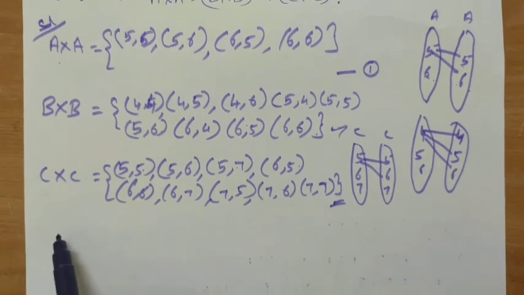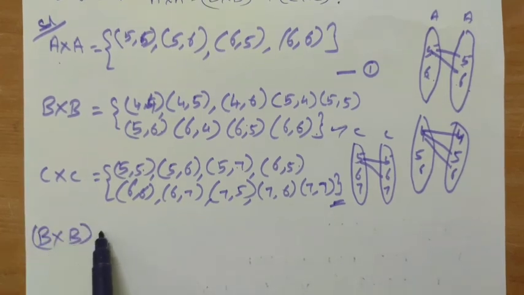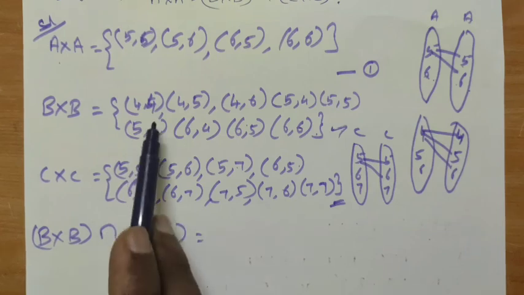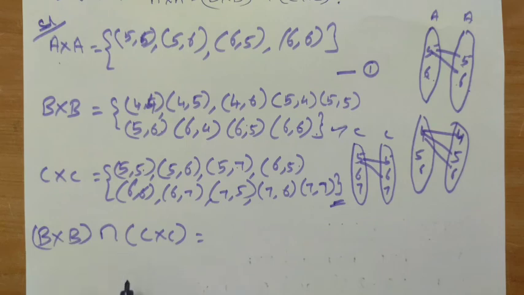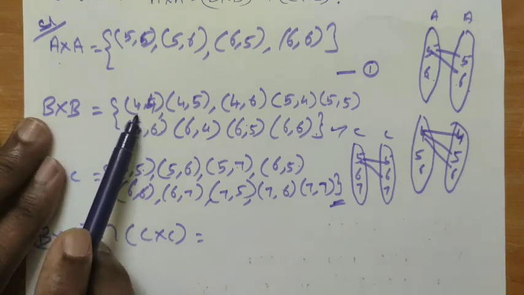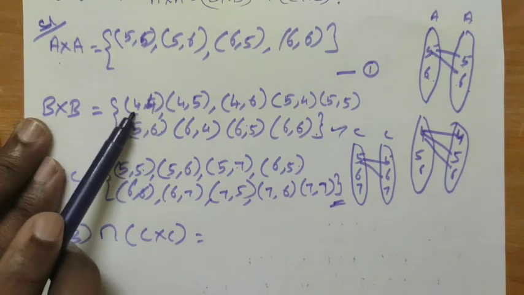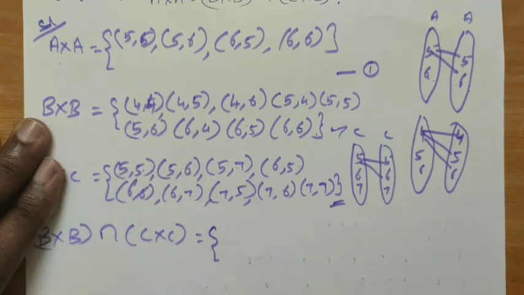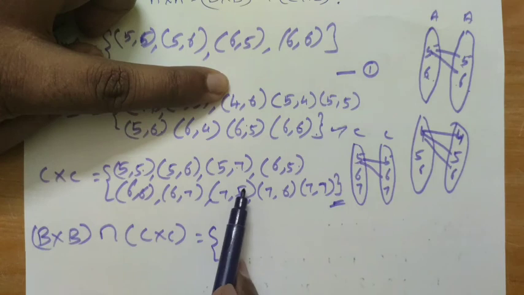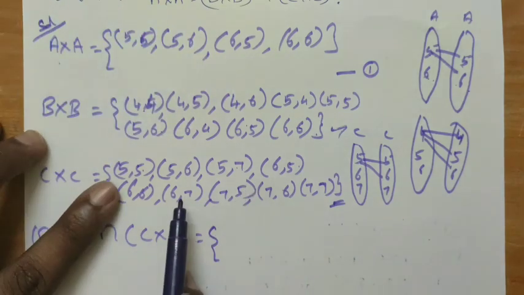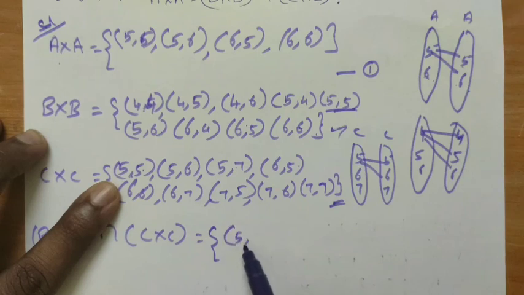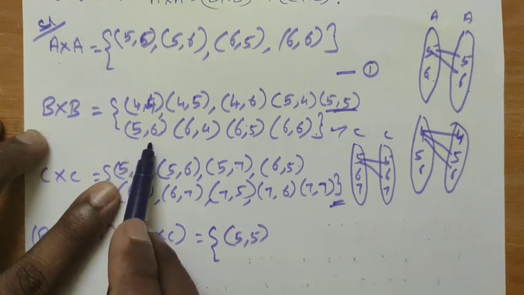Next we have to find B Cartesian B intersection C Cartesian C. We have to find the common elements between these. First I choose the B set, B cross B. Here I check it: (4, 4), is it here? No. Then (4, 5) is not there. (4, 6) is also not there. (5, 4) is also not there. (5, 5) is there. So the common terms are (5, 5), (5, 6).